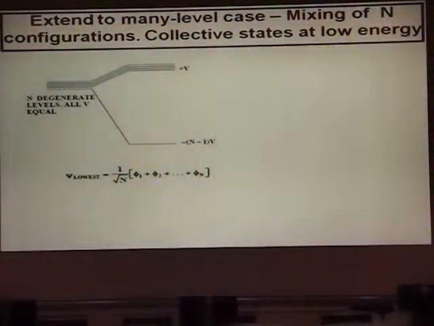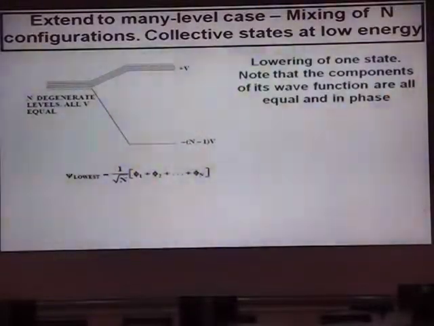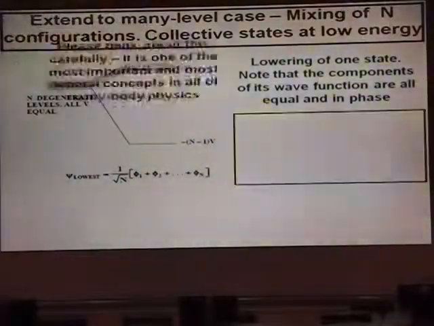What happens is all of them except one go up in energy by V, and one comes down by n minus 1 times V. And the wave function for this state is a perfect linear combination of all of these unperturbed states with the same amplitude in phase. To jump ahead to your question, the fact that these are all in phase means that in matrix elements leading to the BE2 value, you're going to get many contributions which will add up coherently. Okay, so you always get the lowering of one state, and its component wave functions are equal and in phase.